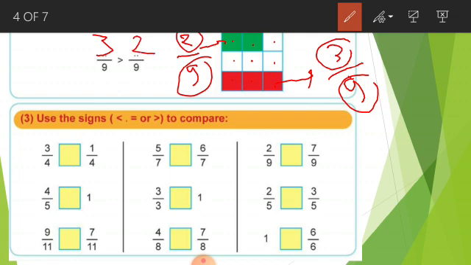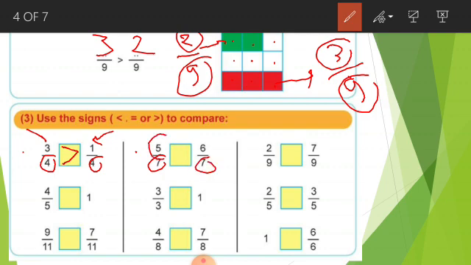Let's take some examples from your school book. Okay, the first one, 3 quarters, or 3 over 4, is it greater than, smaller than, or equal to a quarter? We must make sure you have the same denominator. Okay, I have 4 at the bottom, 4 at the bottom. I will compare the numerator. 3 is greater than 1. Good. We must make sure you have the same denominator. 7 and 7, I have no problem.